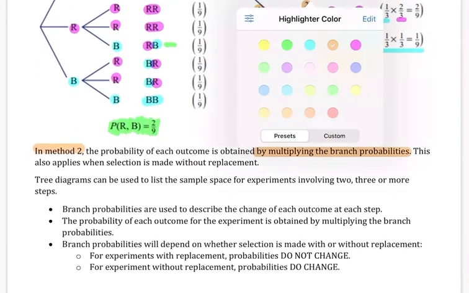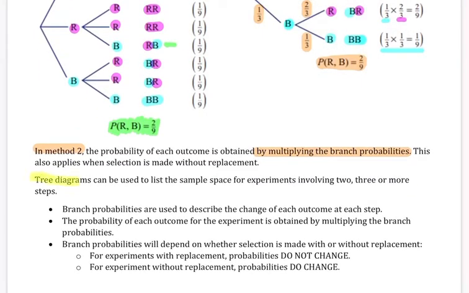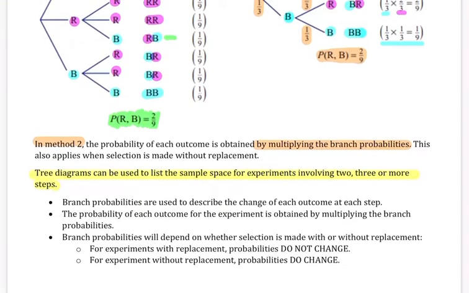So tree diagrams can be used to list the sample spaces for experiments involving 2 or more steps. Our branch probabilities are used to describe the chance of each outcome at each step. The probability of each outcome for the experiment is obtained by multiplying the branch probabilities, and the branch probabilities will depend on whether the selection is made with or without replacement. So for experiments with replacement, the probabilities do not change, and for experiments without replacement, the probabilities do change.